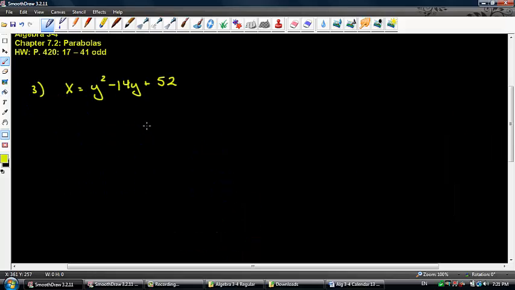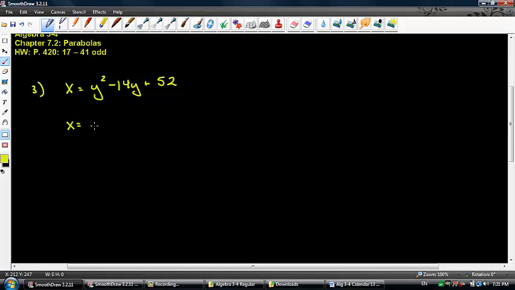Alright? Alright, example 3. I'm going to up it a notch. We have a parabola written in standard form. We need to get it into vertex form. And how do we get all conics into their vertex forms? We use completing the square.